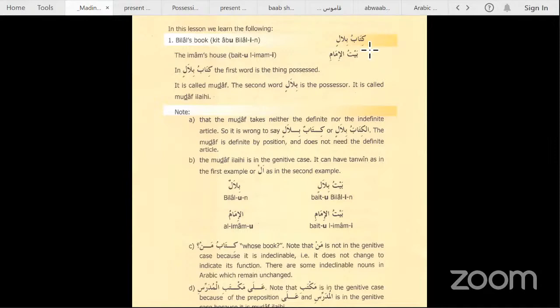So here in this sentence, qara'tu kitab Allahi, I am the one who is doing the action of reading, and the thing which I'm reading is Allah's book. So that's the reason why the word kitab is getting a fatha.